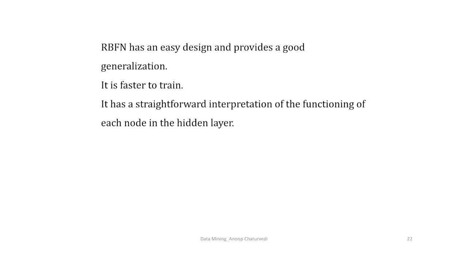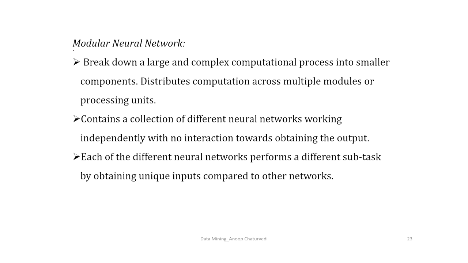RBFN has an easy design and provides good generalization. It has just one hidden layer, so its design is quite simple, and it is faster to train. It also has a straightforward interpretation of the functioning of each node in the hidden layer. Its interpretation is simple because its architecture is quite simple. Now, we consider the modular neural network.